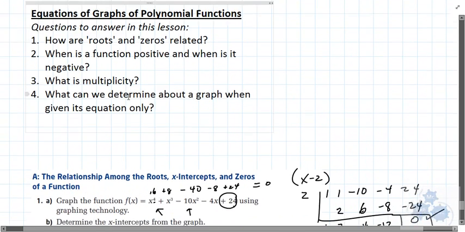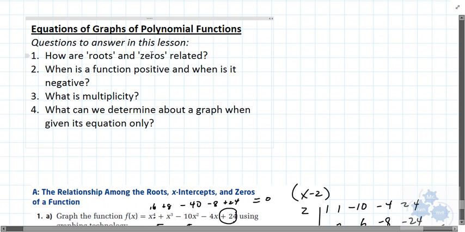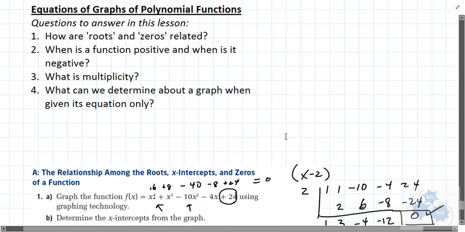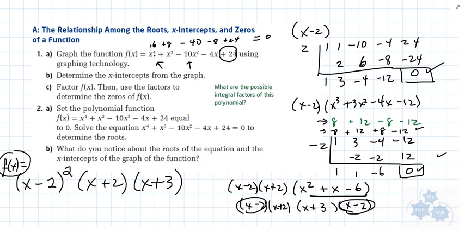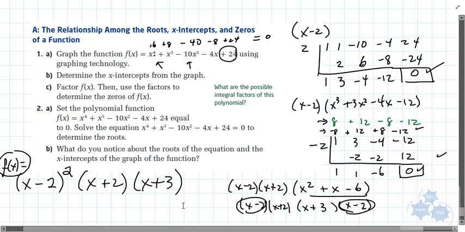All right, so if we go back to our questions here, how are the roots and the zeros related? You may be familiar with both of those terms, but the roots of the function and the zeros of the function are actually the same. Okay, they're the same. The roots of a graph would kind of be the x-intercepts. The zeros would be where y equals 0.